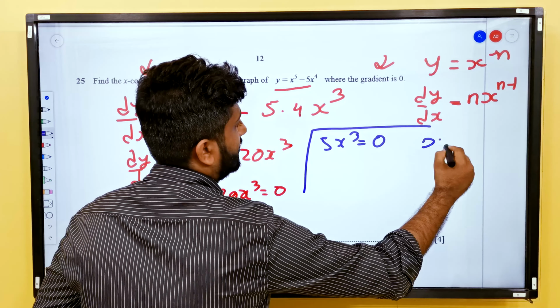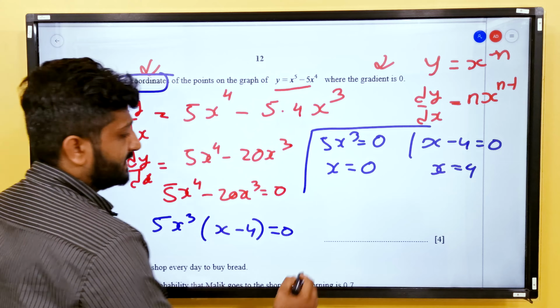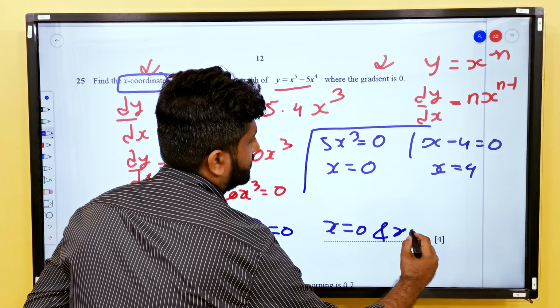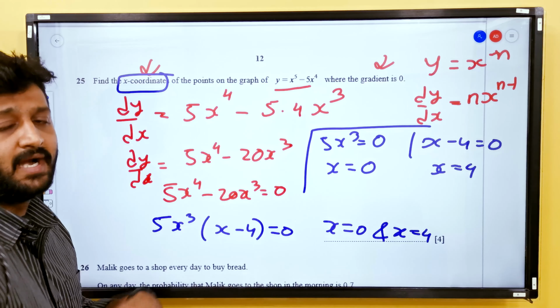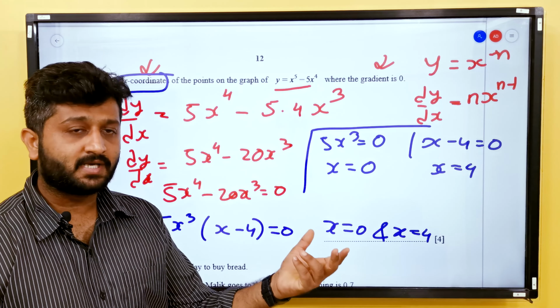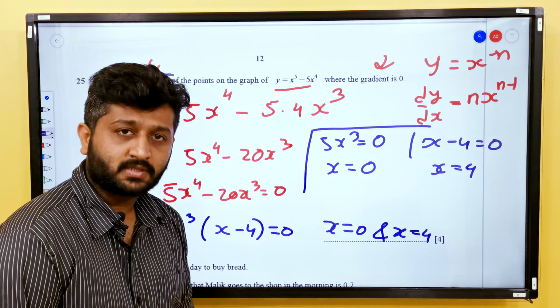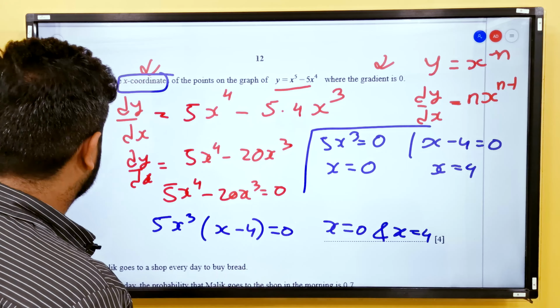We are only supposed to find the x coordinate, so we will leave this as it is, x equals 0 and x equals 4. Had they also told us to find the y coordinates, then we would have simply substituted this value of x in the main equation and we would have gotten our y coordinates.